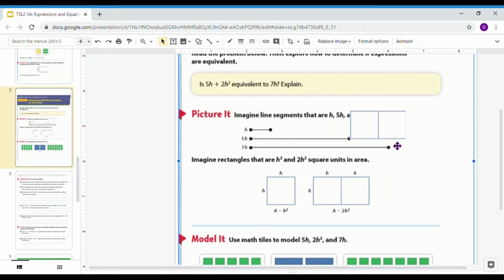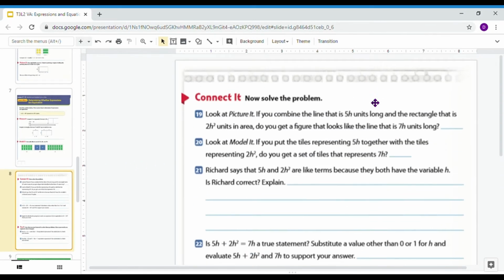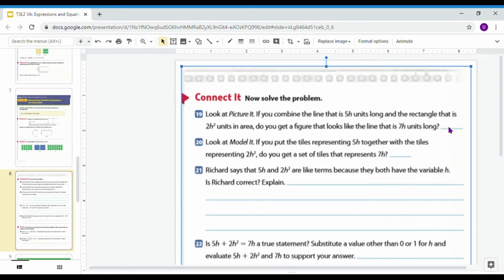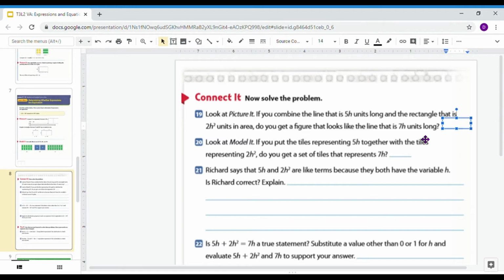The first one looks like it's significantly longer. So I'm going to go ahead and say that it does not look like it's 7/8 units long. It looks larger than that. And then looking at the model, if you put the tiles representing the 7h together with the tiles representing the 2h squared, do you get the same set of tiles that represent 7h?